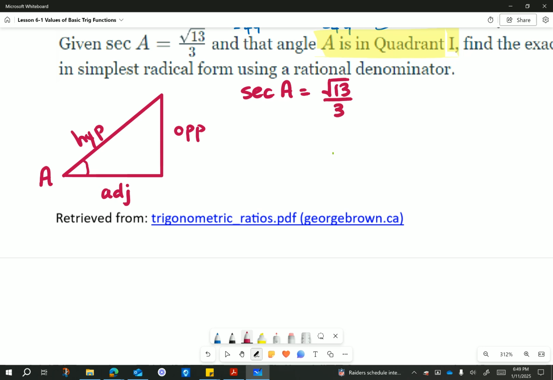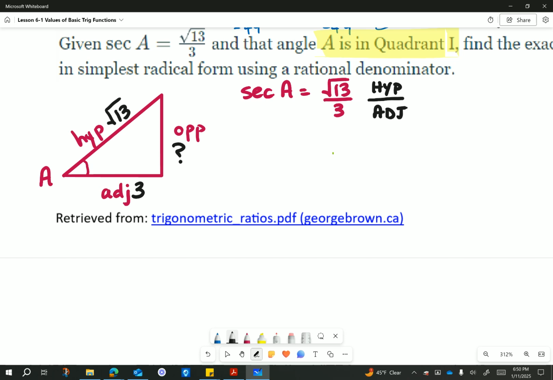So this information helps me label the length of my sides. First, secant means what? Secant is the reciprocal of cosine, which is adjacent over hypotenuse, so secant is going to be hypotenuse over the adjacent. Okay, hypotenuse over the adjacent. So, label the hypotenuse with a square root of 13. The adjacent is going to be labeled with a 3, and here we are again.